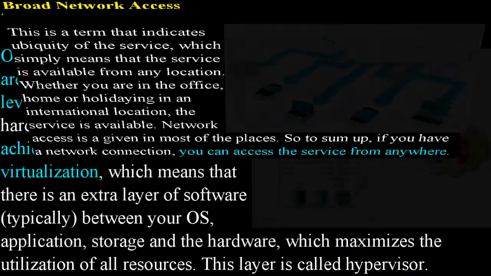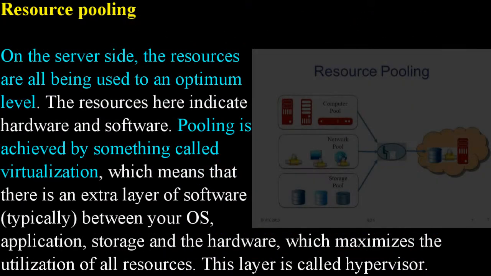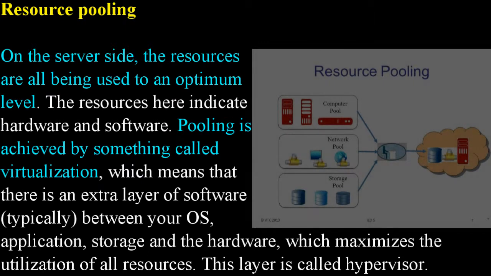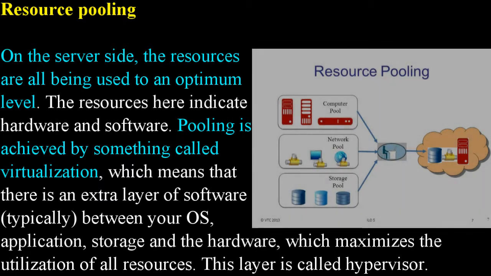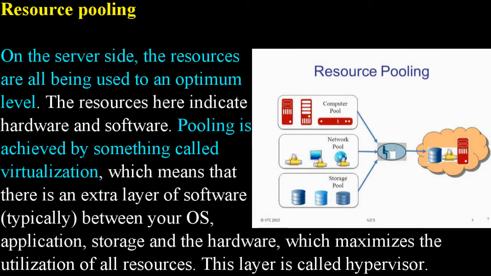Now we come to the third point, which is resource pooling. Now on the server side, the resources are all being used to an optimum level. The resources here indicate hardware and software. Pooling is achieved by something called virtualization, which means that there is an extra layer of software between your OS, application, storage and the hardware, which maximizes the utilization of all resources. Now this layer of software is popularly called as hypervisor. This is a layer which sits between the OS and the hardware.